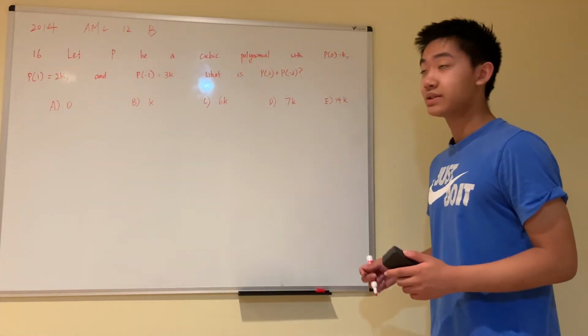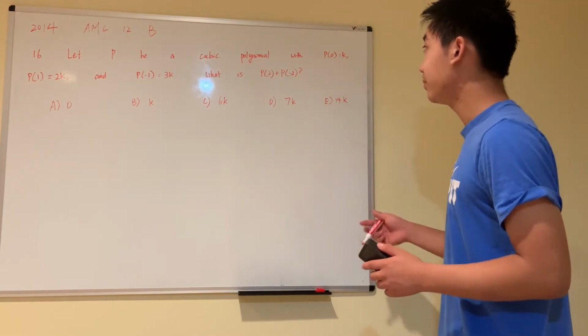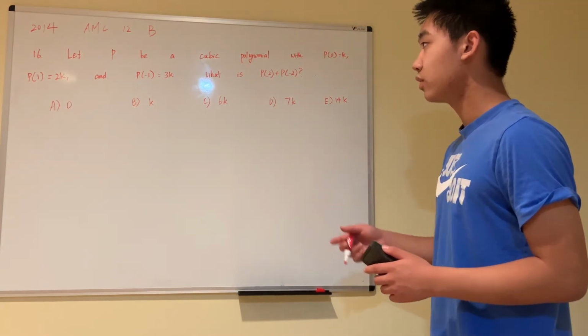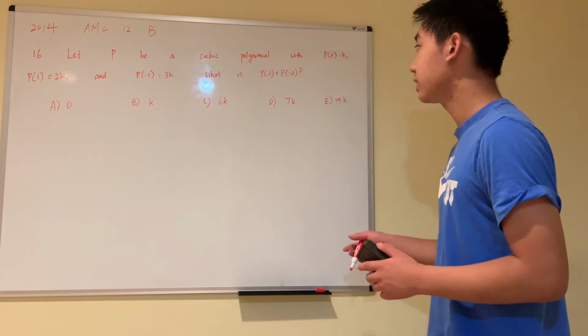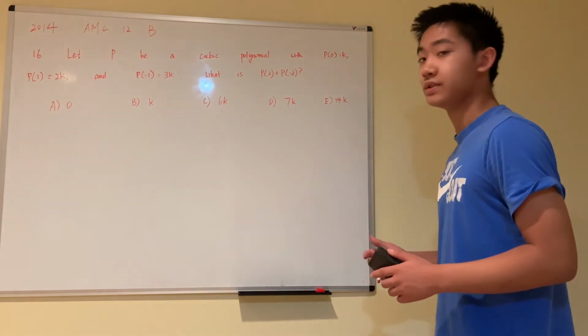So this is question number 16. It reads, let p be a cubic polynomial with p of 0 equals k, p of 1 equals 2k, and p of negative 1 equals 3k. What is p of 2 plus p of negative 2?